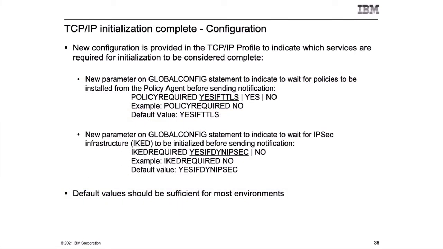As I previously mentioned, you control what extended services TCP/IP should be waiting for before indicating that initialization has completed. There are two new parameters that can be specified on the global config TCP/IP profile statement. One indicates whether to wait for the policy agent to complete its initialization or only wait if ATTLS was configured. The other indicates whether to wait for IPsec infrastructure, including the IKE daemon, to be initialized. Note that there is no statement for Sysplex networking initialization because TCP/IP will always wait for that to complete. And now back to you.